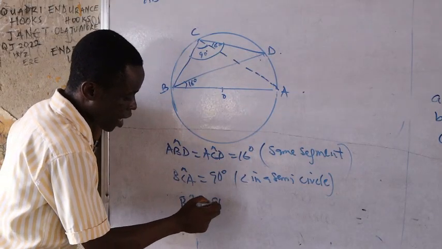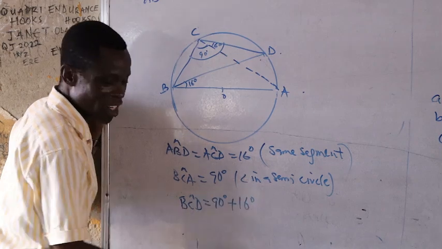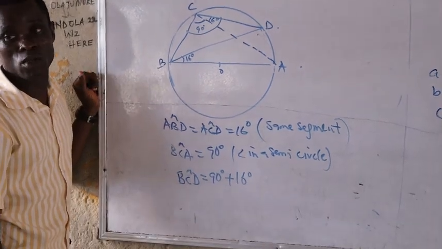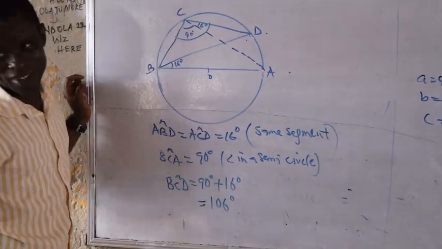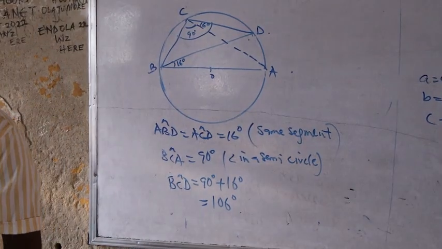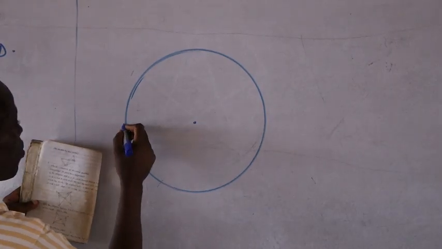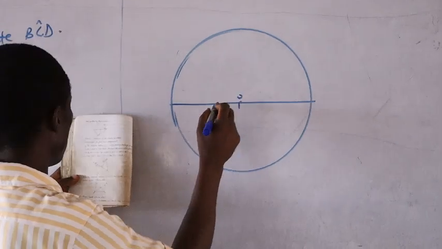BCD is now equal to 90 plus 16. There is no reason here because we are just adding the 2 angles together. And the answer is what? 106. That's it. It has a diameter because it passes through the center.